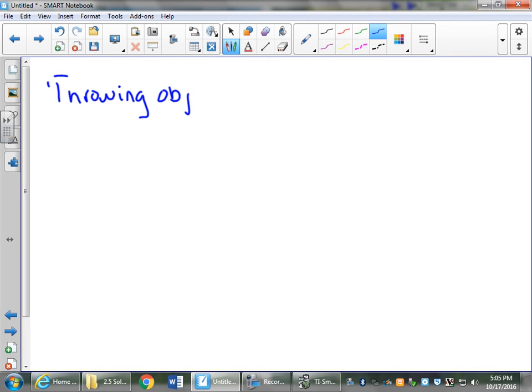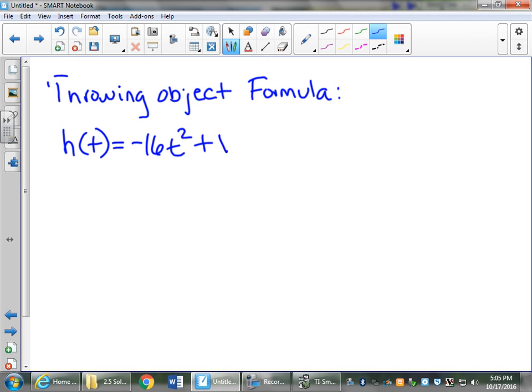Okay, so I guess you could call it a throwing object formula. It's going to look very similar to the falling object formula, but it will have a b term, a middle term. So it'll be h of t, the height of the object as it's thrown or kicked or projected or shot, something with force behind it, will be negative 16t squared plus v naught times t plus h naught.